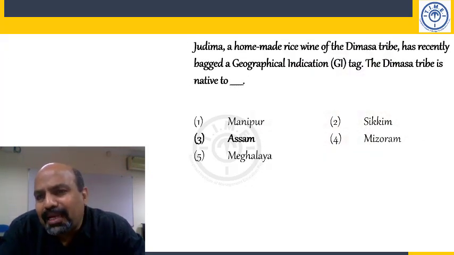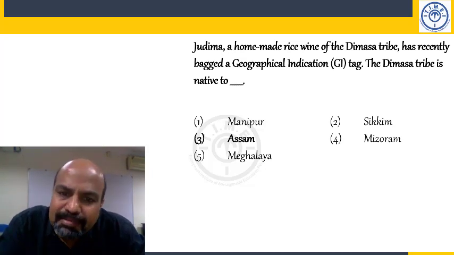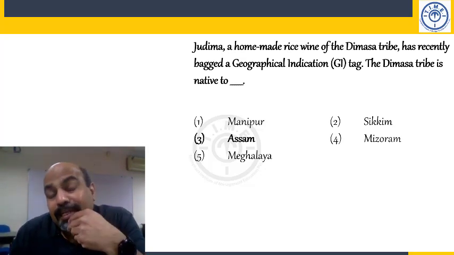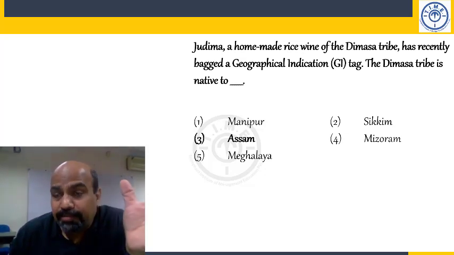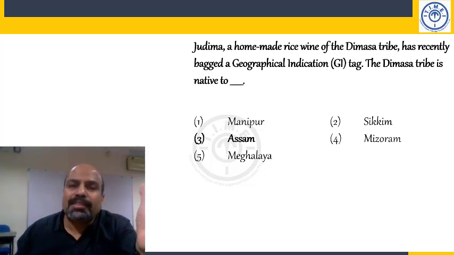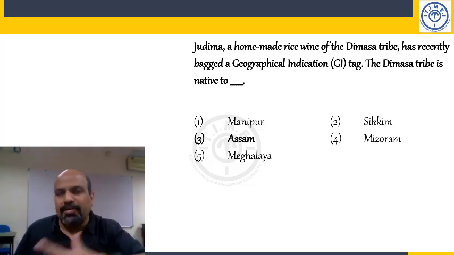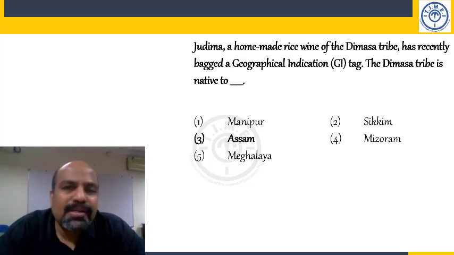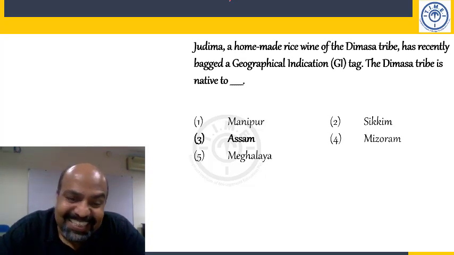Judima, homemade rice wine of the Dimasa tribe, has recently bagged a geographical indication tag. The Dimasa tribe is native to Assam. I was reading the Wikipedia page on the Dimasas and was quite fascinated. There are 42 female clans and 42 male clans, clan meaning extended family, and they always marry between these clans. I was reading the meanings of the names of each clan, and it's a wonderful world we live in. So much to learn, isn't it?